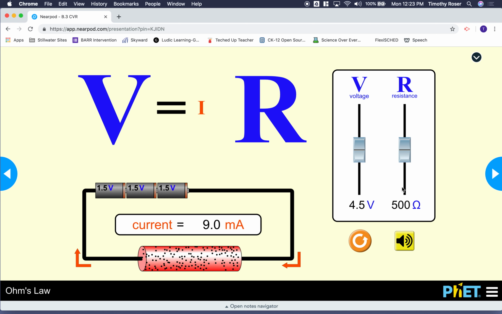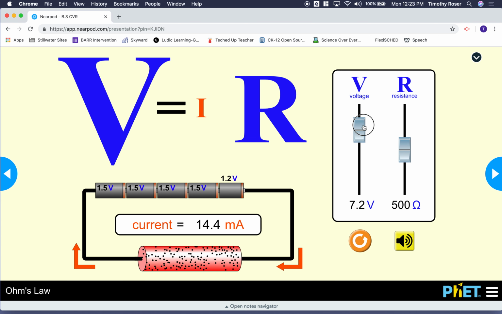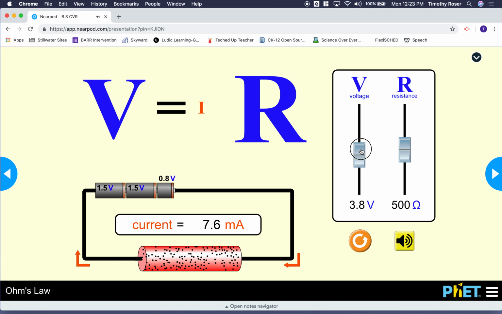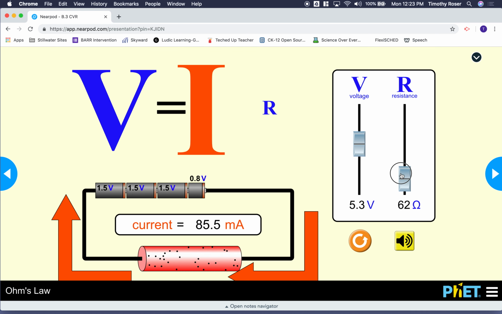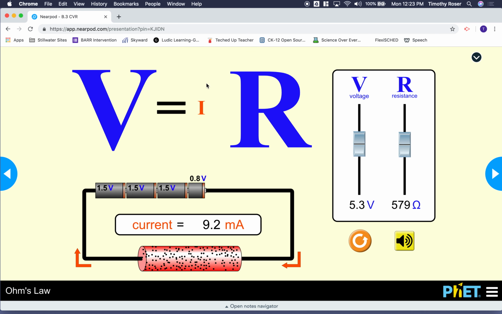All right, so what you can do here is you can change the amount of voltage and the amount of resistance in a circuit. And this causes a couple of things to happen. You will see that we have voltage represented by V, we have resistance represented by R, and this I right here is actually current. We're going to talk about that a little more in depth tomorrow, but for now, those are what those three things represent.